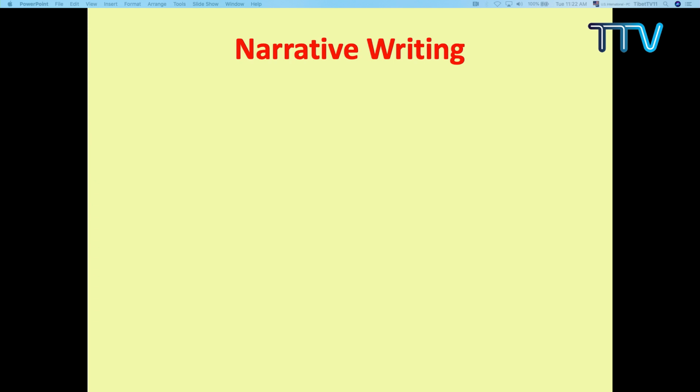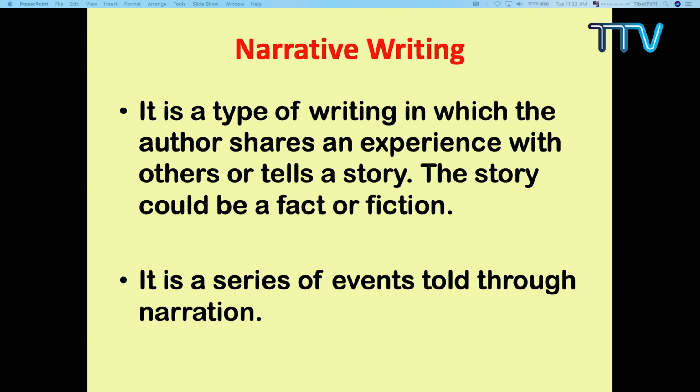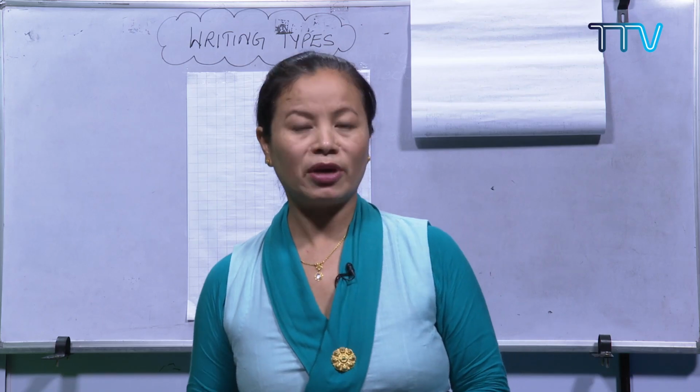So narrative writing, just to help you quickly brush through. It is a type of writing in which the author shares an experience with others or tells a story. The story could be fact or fiction. It is a series of events told through narration. That is why it is called narrative writing, because there is narration happening. You might be narrating an incident that actually happened to you, or something that is a make-believe story, that is not real. That is why I told you that narrative writing can be fictional as well as non-fictional. And I told you that story writing is a type of narrative writing. So the story can be real or imaginary.